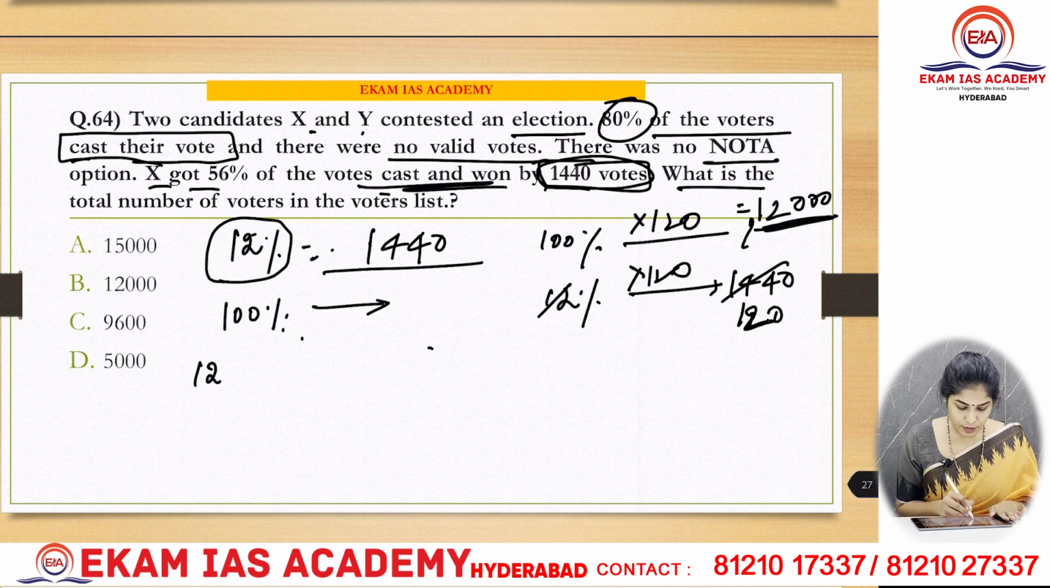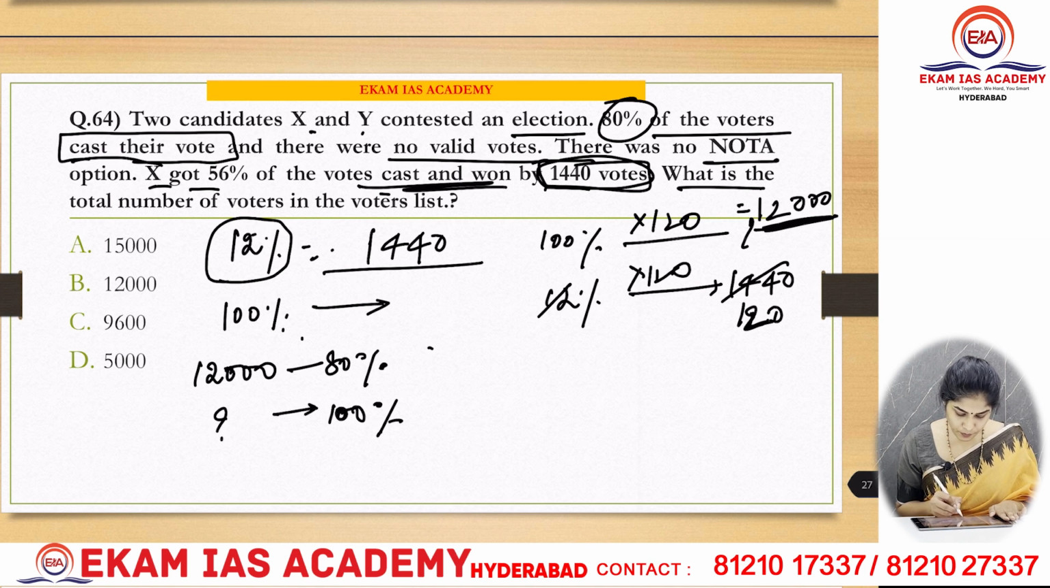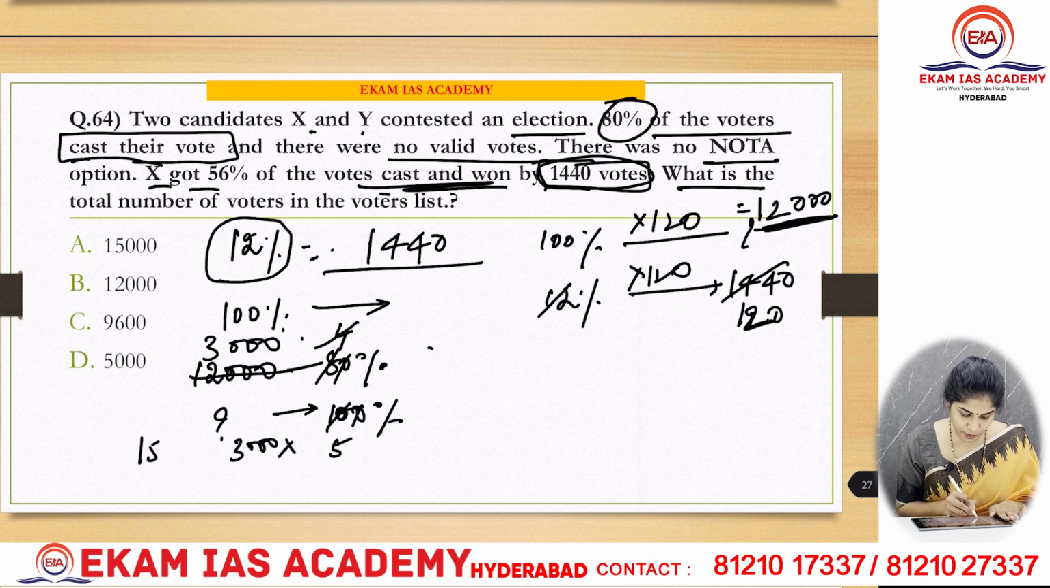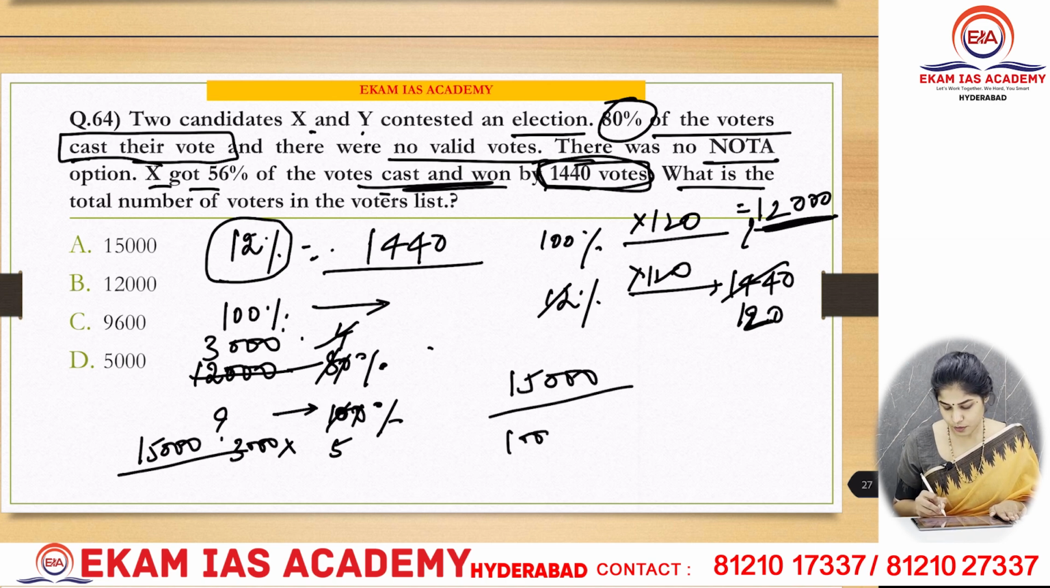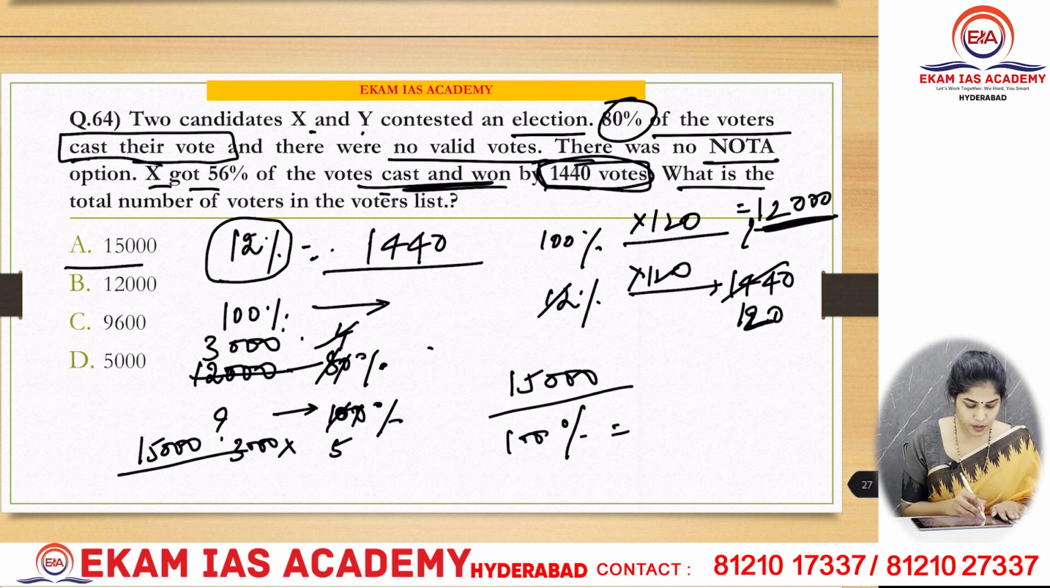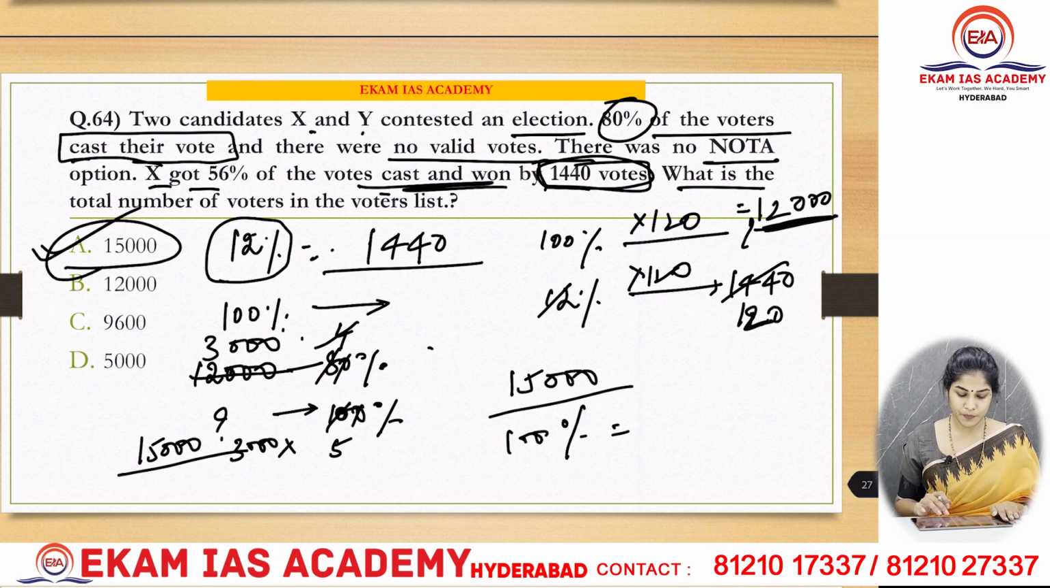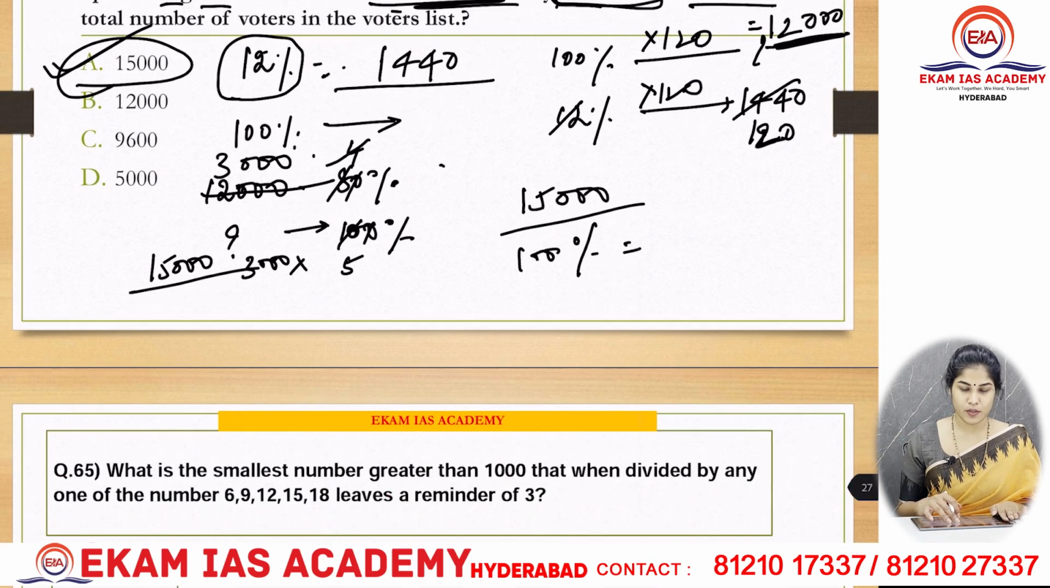This 12,000 is 80% of the total voters, right? What is the 100% of the total voters? Let us calculate. 2 fours are 8, 2 fives are 10, 4 ones are 4, 3,000 times. So 5 into 3,000, which is 15,000. So 15,000 is the 100% of the voters, which is option A, the right answer. Okay. Let us go to the next question.